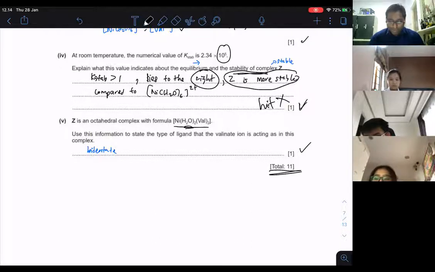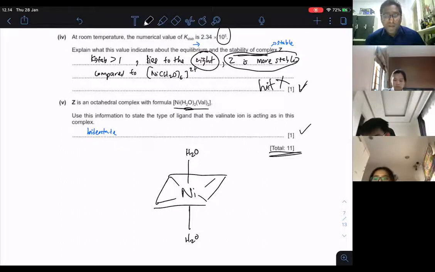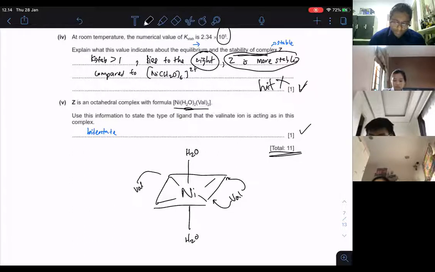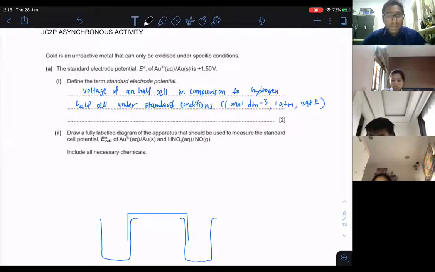So if I have nickel, octahedral will be something like this. If you have 2 water, most probably this one is going to be related to water. This one will be related to water. The remaining 4 must be with valine. But there's only two molecules of valine, so maybe valine, one here, one over there, valine, one here, one over there. So each valine is going to form two dative bonds. If you have two dative bonds, this is known as bidentate. This is how you determine the type of ligand. Now the rest of it, I think I just did a little bit over there. Maybe you can go through yourself.